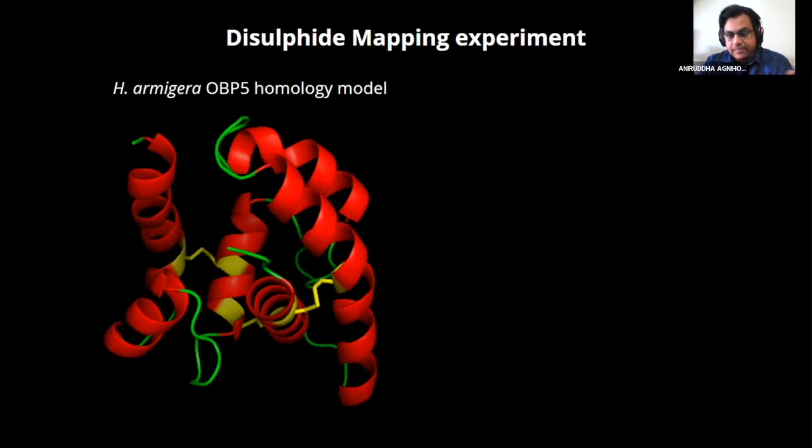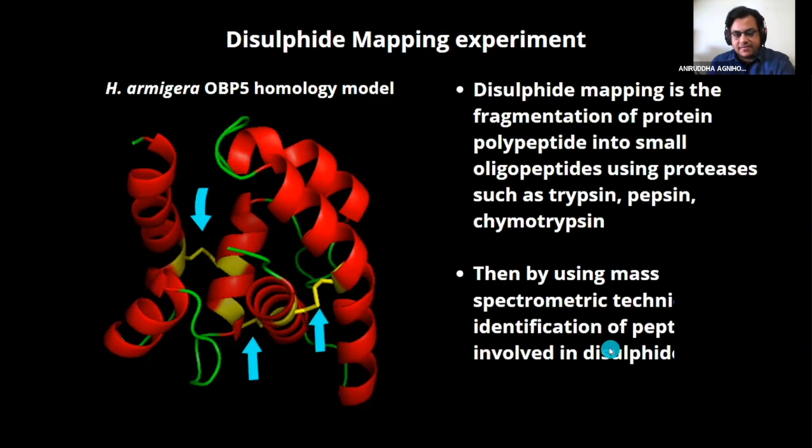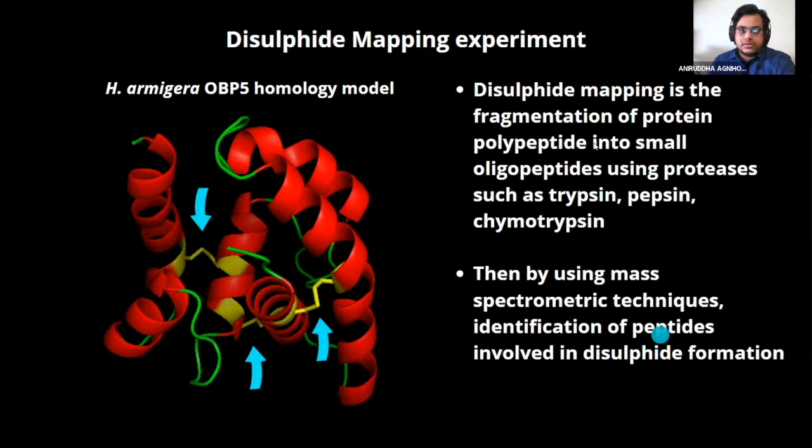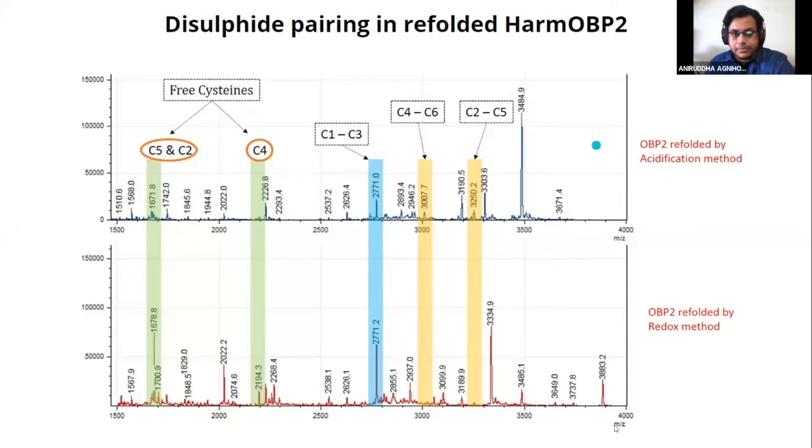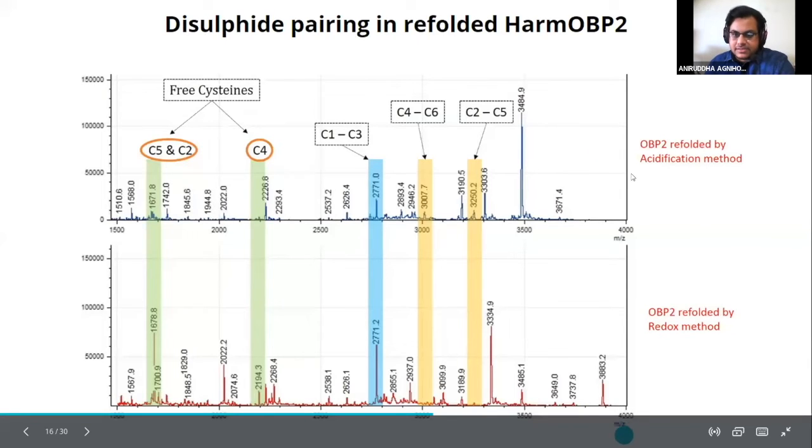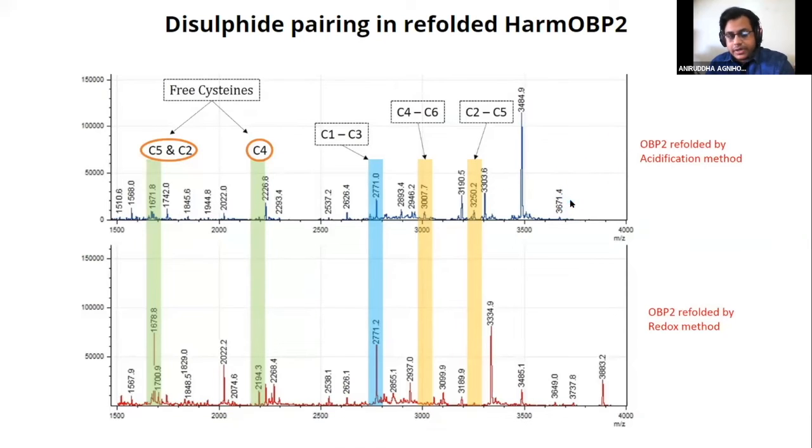Is it really pairing with C3, or is it pairing with C2 or C4 or C5? So basically, that's what a disulfide mapping really means. When we check the data for OBP2, how do you do it?